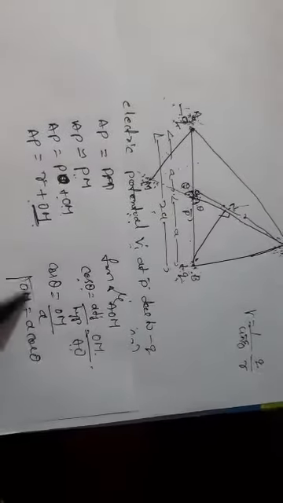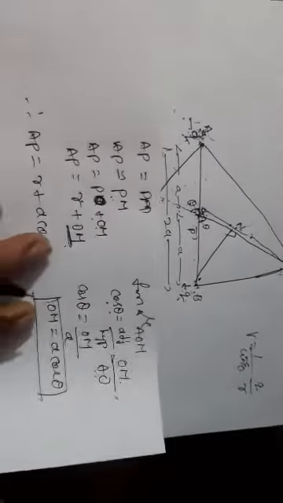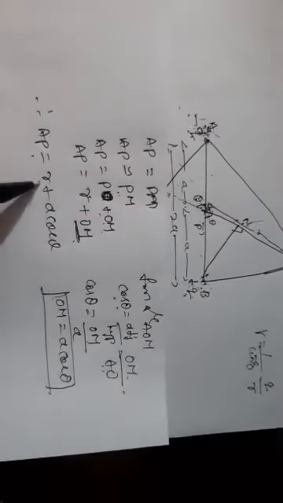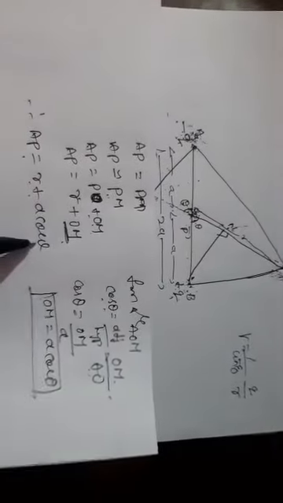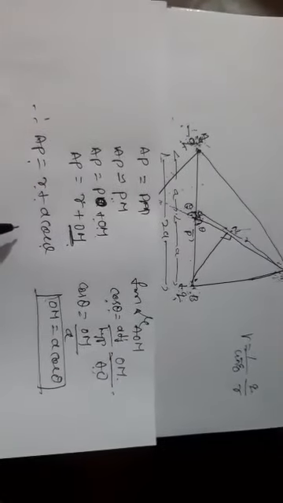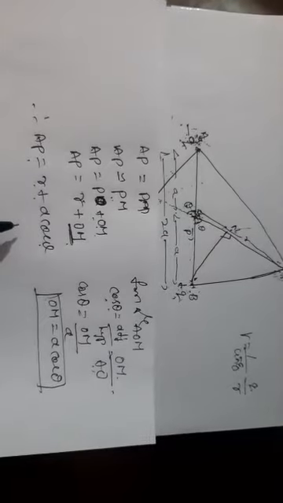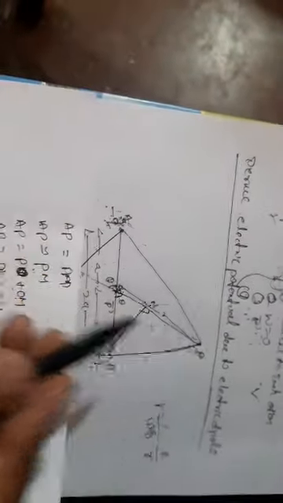This value is substituted in the above equation. Therefore, AP is equal to r plus a cos theta. That is the AP value, the distance of AP: r plus a cos theta.